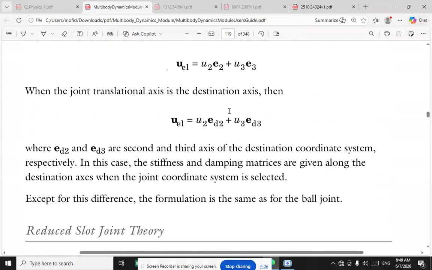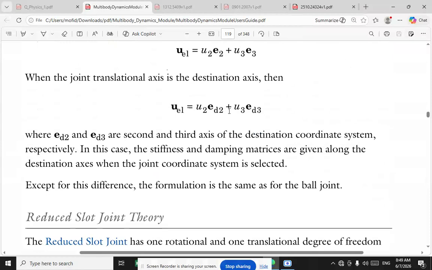When the joint translational axis is the destination axis, then we have this formulation where E destination 2 and E destination 3 are the second and third axis of the destination coordinate system respectively. In this case, the stiffness and damping matrices are given along the destination axis when the joint coordinate system is selected. Except for this difference, the formulation is the same as for the ball joint.